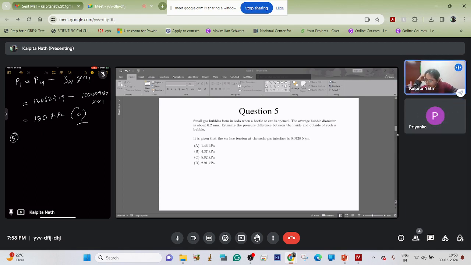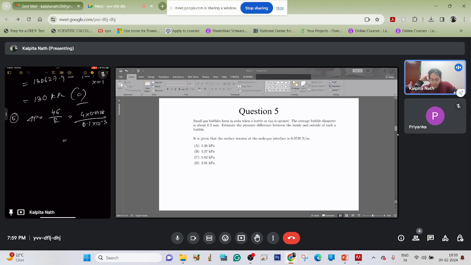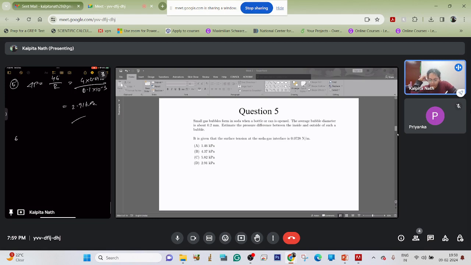Done. Okay. So delta P is equal to 4 sigma by R. Simple. So 4 into 0.0728 and R is 0.1 into 10 to the power minus 3. It is a bubble. When it is a drop, then we'll consider only one surface. So this is 2.91 kilopascal. Now for the next question.